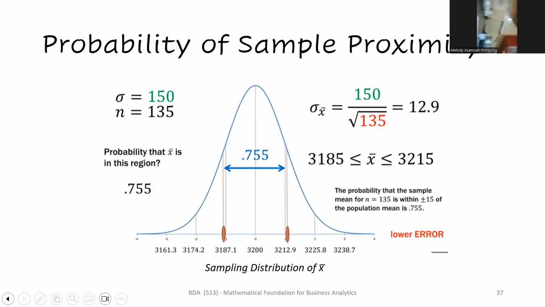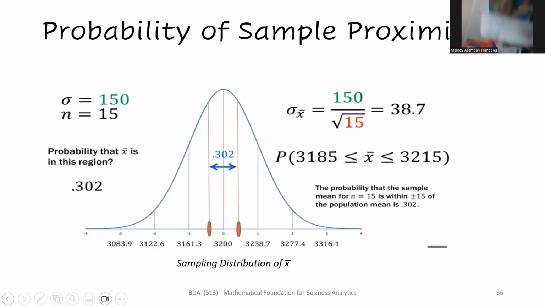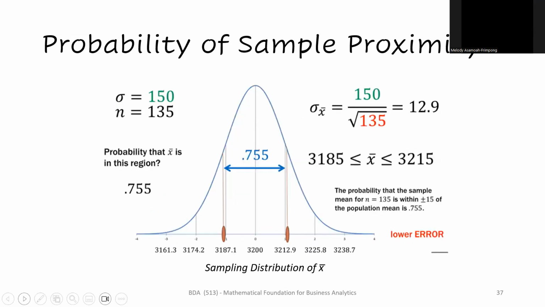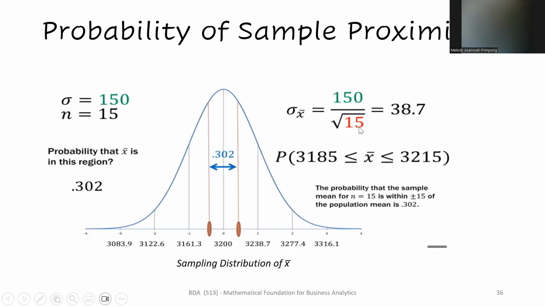So you can see that when the population size increased, when it was 15, and they wanted to find the value within 15 of the viscosity. Yes, Nancy.